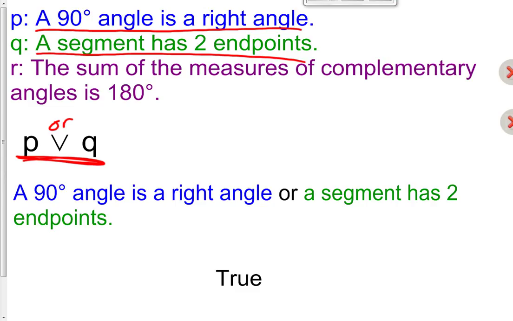So taking this one, the first part of the statement, a 90-degree angle is a right angle, that is true. A segment has two endpoints, that is also true. In a disjunction, only one part of the statement has to be true, but if they're both true, of course the whole statement is true. So that is that one.